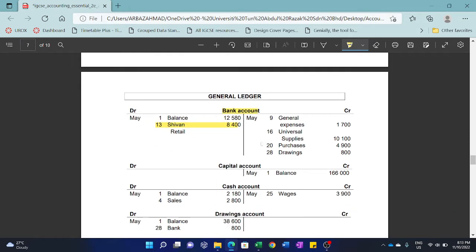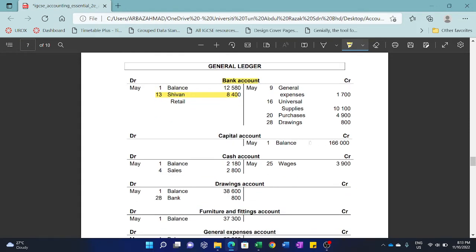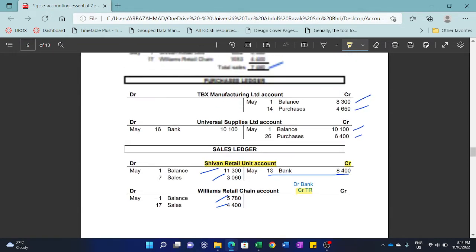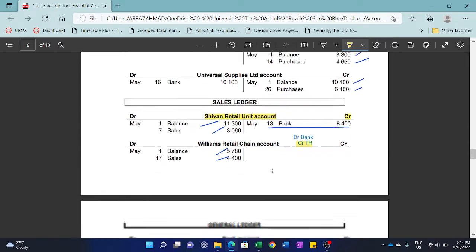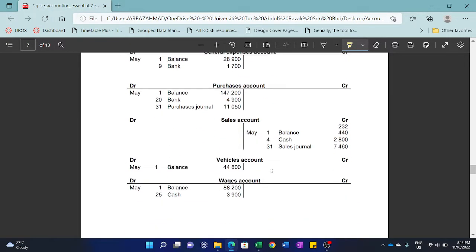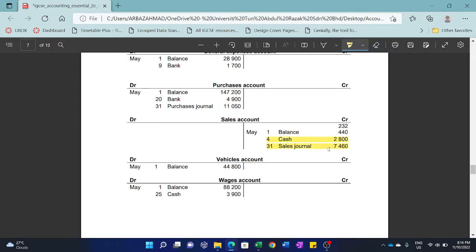So we have here capital account, balance only, no further transaction. Cash transactions, we have sales on cash. Where is the sales account? We should be having the sales account somewhere here. So we have cash sales coming from the sales journal here, and this is the balance brought down. Just check your balance brought down is correct.